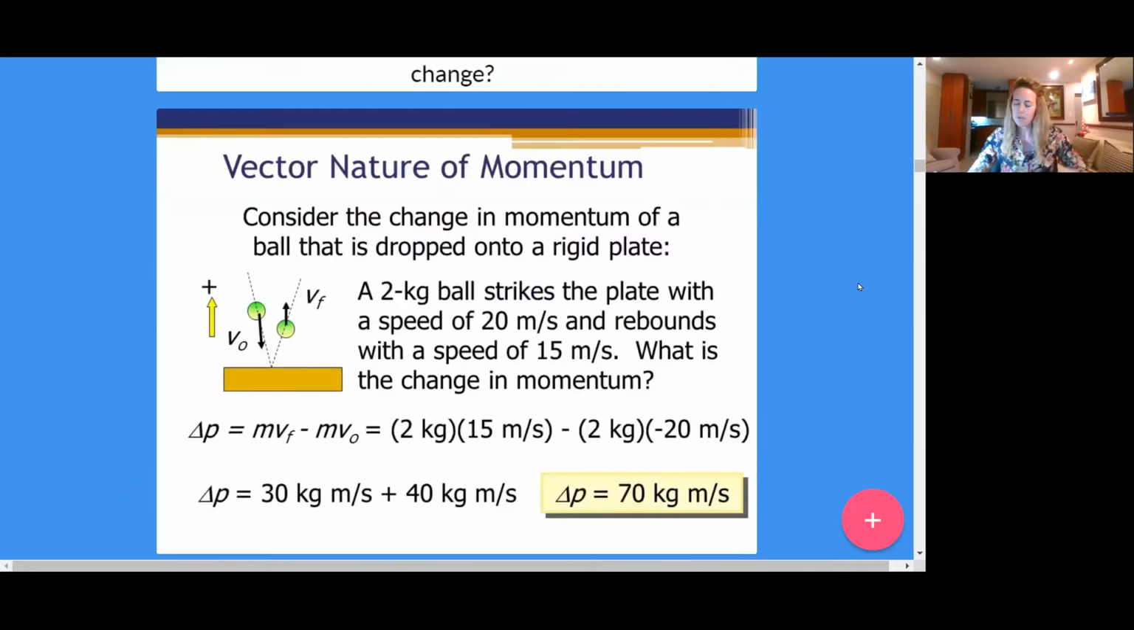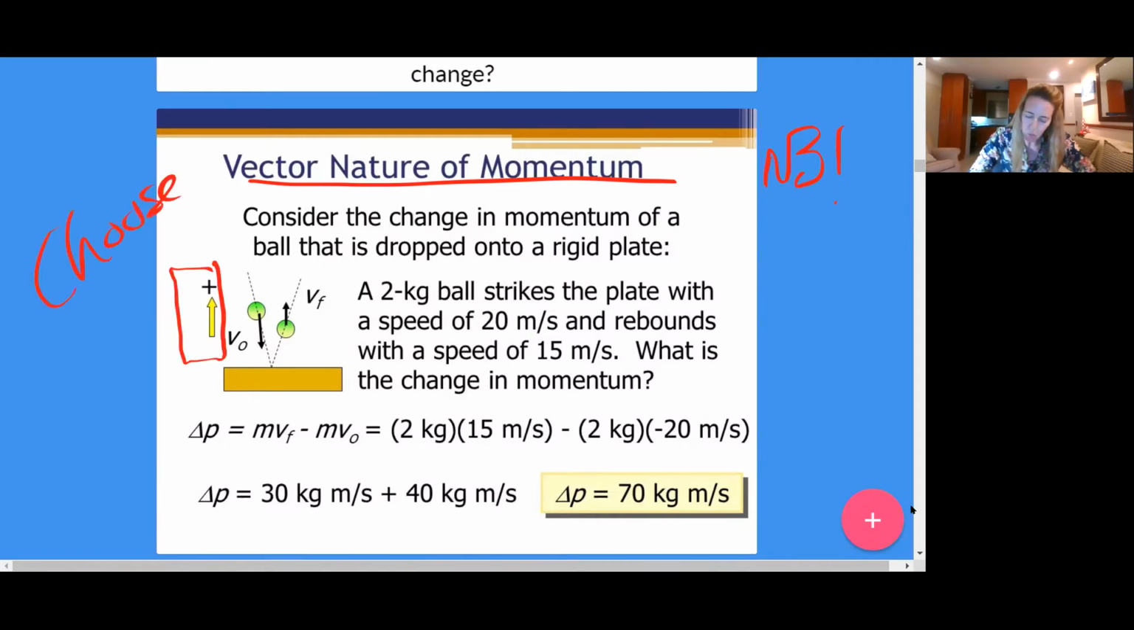The vector nature, therefore, of momentum is extremely important as a concept. That means in these problems, we always have to choose a direction to be positive. First of all, a direction as positive. Very important. So in this example, we've got a ball of 2 kilograms that strikes a plate at a speed of 20 meters per second. And it rebounds at a speed of 15 meters per second. Calculate the change in momentum.